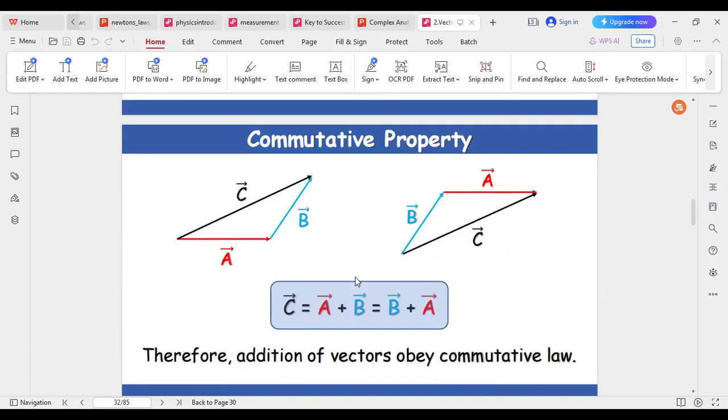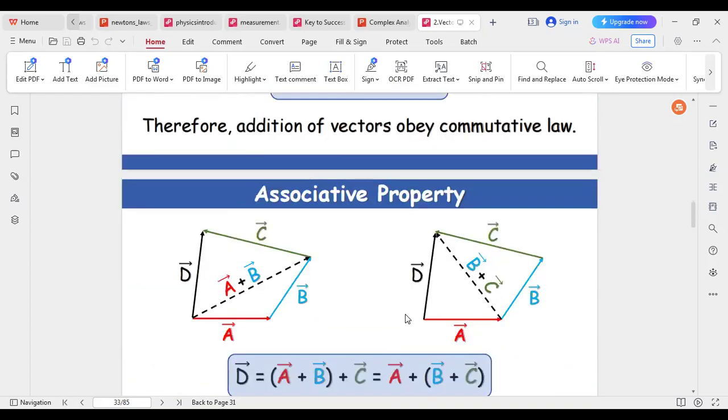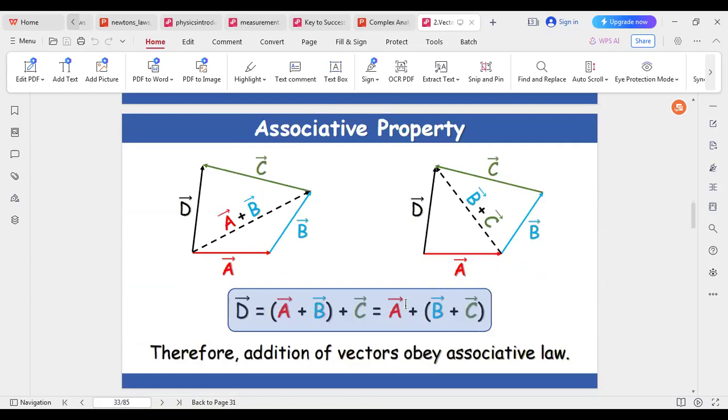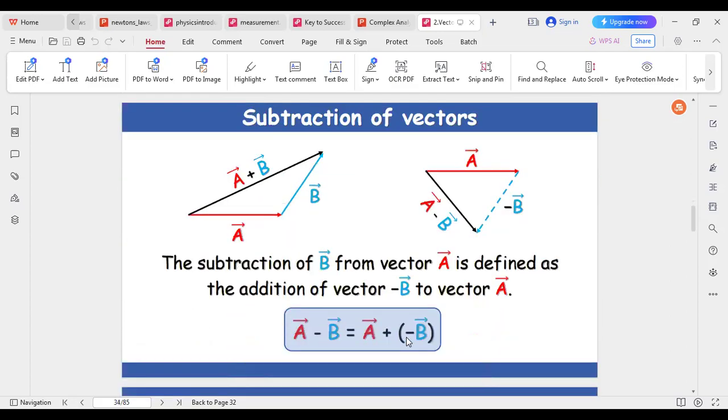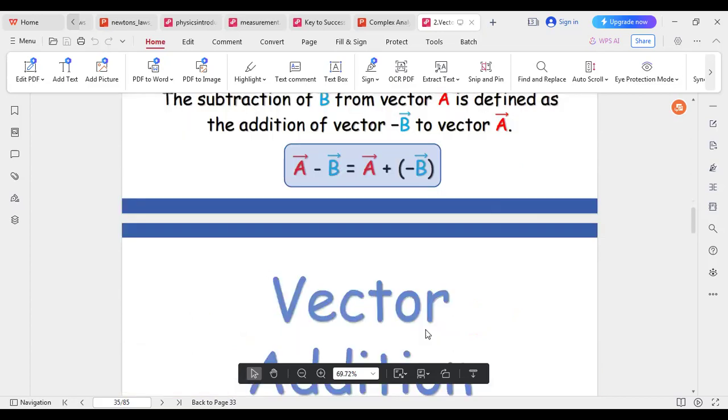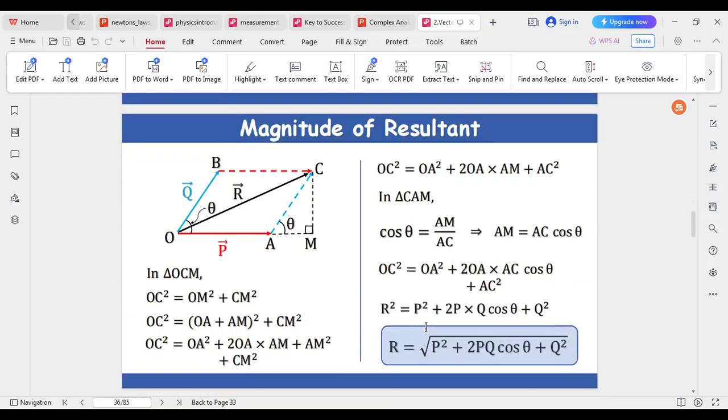Similarly, vectors obey the commutative law: vector A plus vector B equals vector B plus vector A. And associativity also holds in vectors, so the addition of vectors obeys the associative law. Similarly, for subtraction of vectors, vector A minus vector B is indicated like this. Vector A minus vector B is vector A added to the opposite of B.